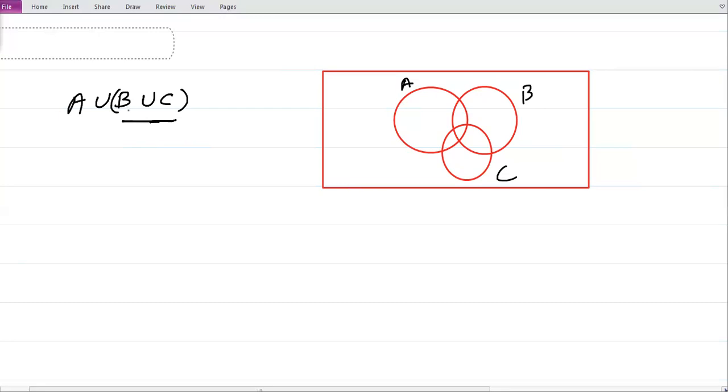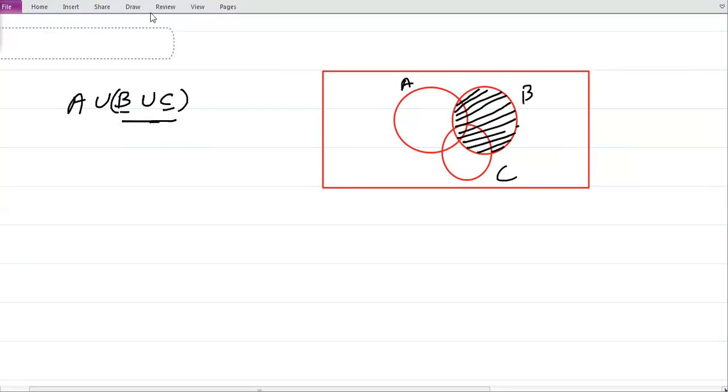Now for shading the bracket portion, follow the same procedure. What will be the procedure? For example, first shade inside the B, because we are considering the bracket portion first. Okay, shade inside the B. After shading inside the B, it will look like this one.